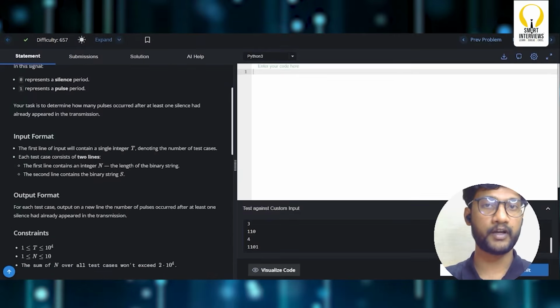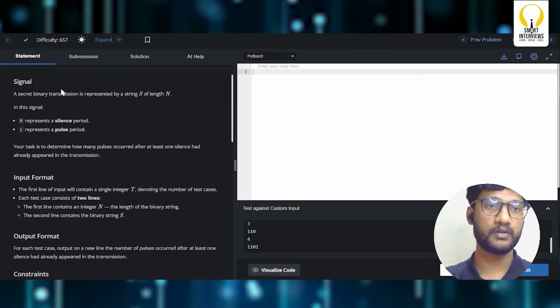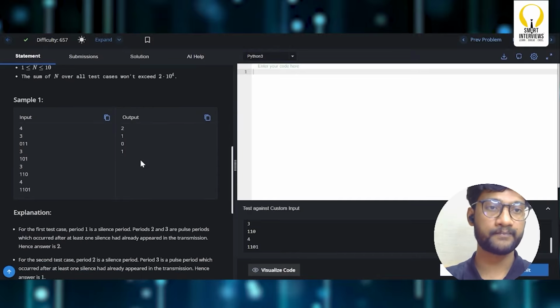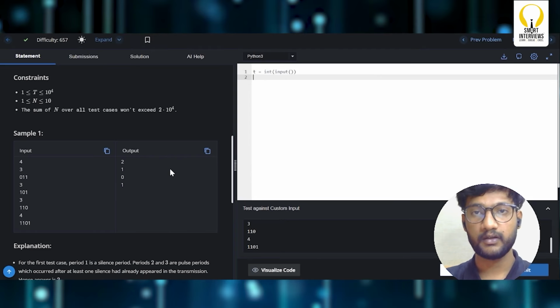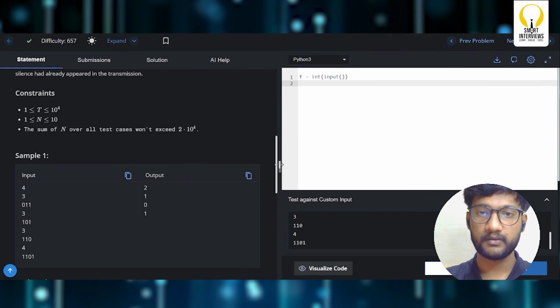So guys, now we will try to convert our logic into code. Signal problem. If you see, the first line goes to the test cases, right? I'll take the test cases. We'll try to solve in Python, guys, because our previous problem I have solved in Java, right? Now we'll try to solve in Python. If you want, I can zoom it.